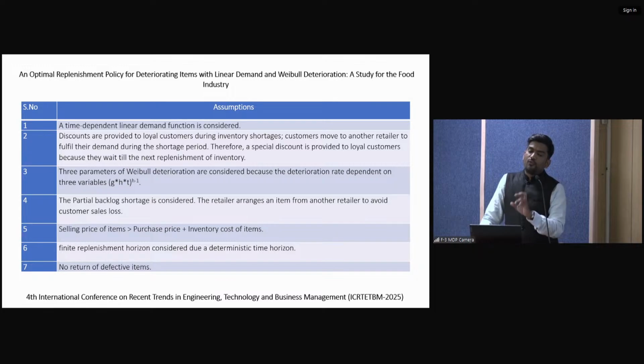For the food industry and beverages, these foods have a specific shelf life. After that, they cannot be consumed for final consumption, so we cannot use them. That's why items are not returned. The defective item returning case can be applied somewhere else, not here. In the manufacturing industry, we can apply this method.